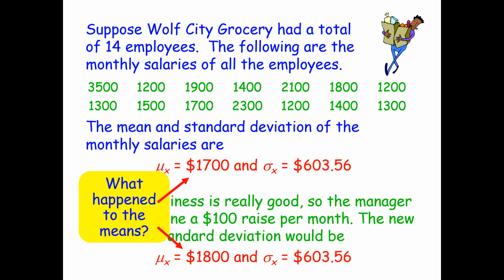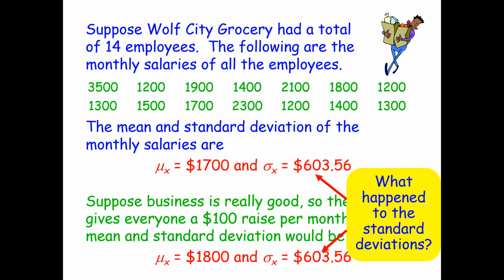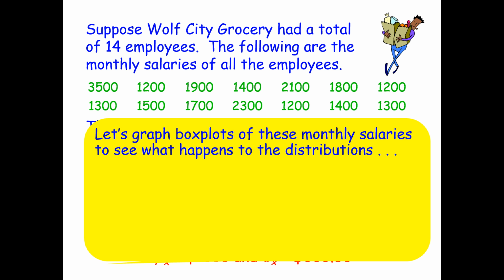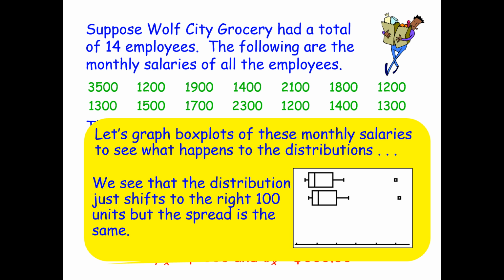What happened to the means? That's right, they all increased by the $100. What happened to the standard deviations? Yeah, they stayed the same. So let's graph box plots of these monthly salaries to see what happens to the distributions. So we see that the distribution just shifts to the right 100 units, but the spread is the same.